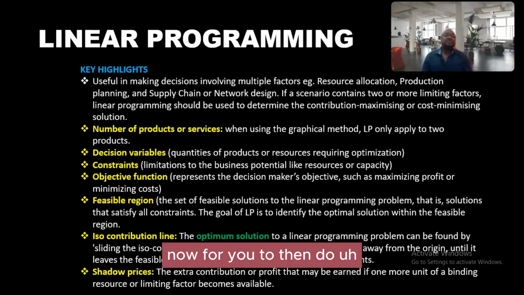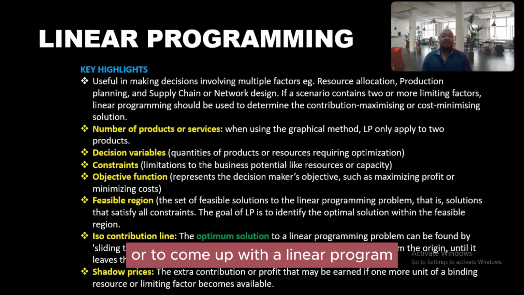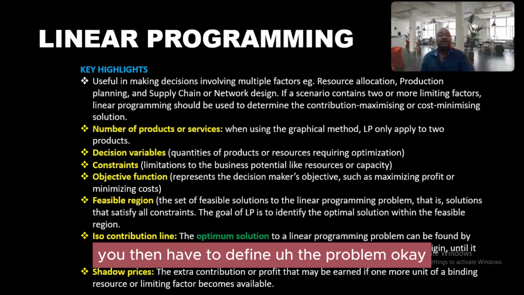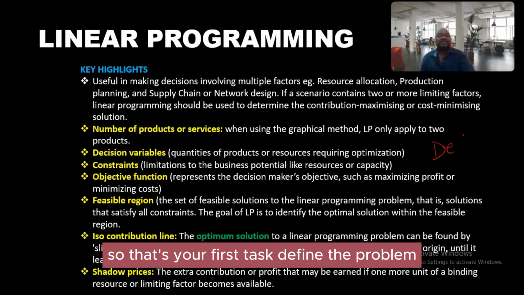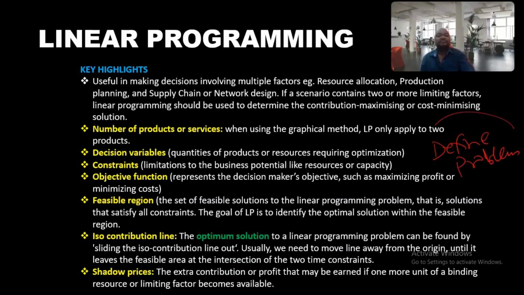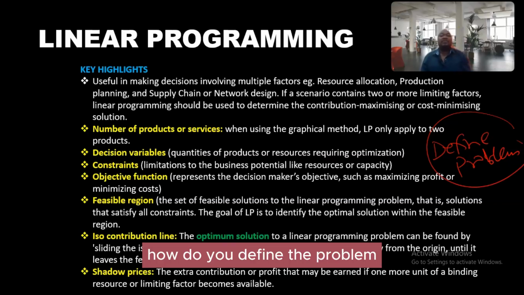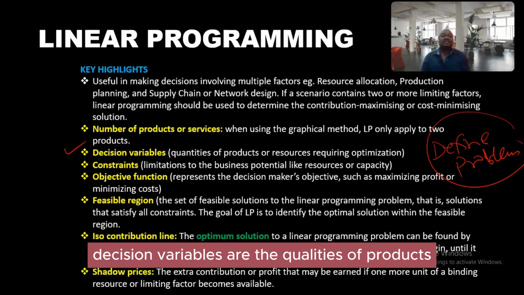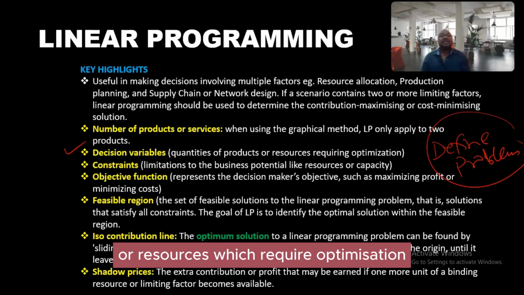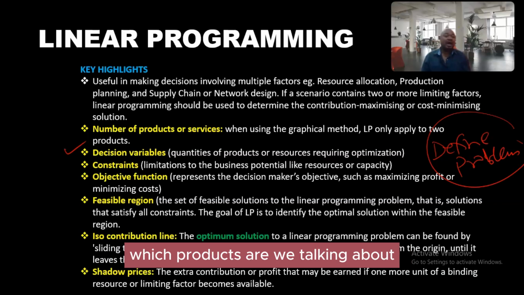Now, for you to come up with a linear program, you have to define the problem. Okay, so that's your first task. Define the problem. How do you define the problem? You first have to have what are called decision variables. Decision variables are the quantities of products or resources which require optimization. Which products are we talking about? You need to know those products which have to be considered.